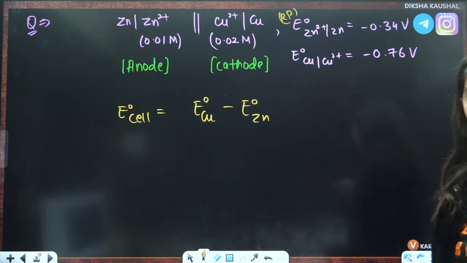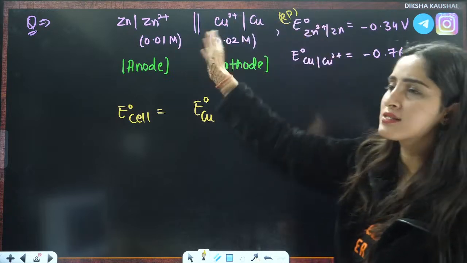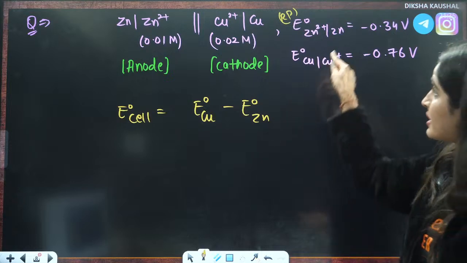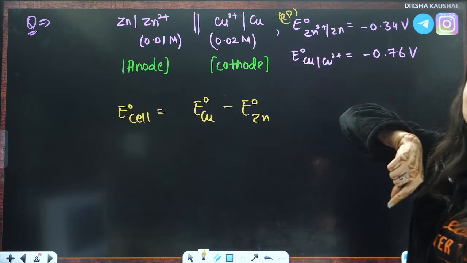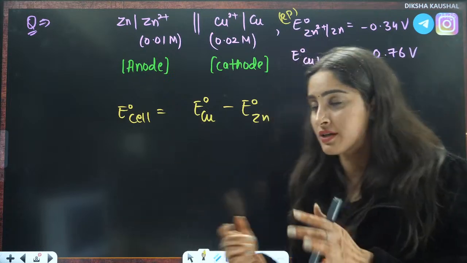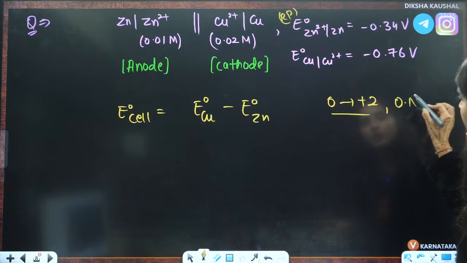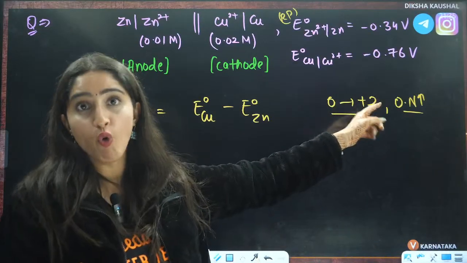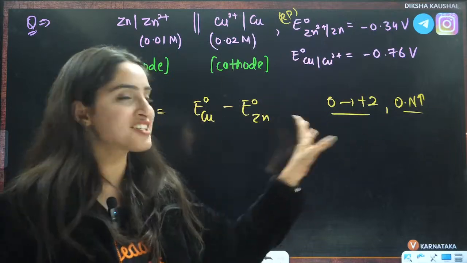But here what have they given us? Reduction potential or oxidation potential? You just need to see what they have given you in the question, whether in this part the oxidation number is increasing or decreasing. It should be decreasing. Only then we can say they have given you reduction potential. This I have told you yesterday in the previous lecture itself. Here it is 0 to plus 2. That means oxidation number is increasing. So when the oxidation number is increasing, they have given you oxidation potential, not the reduction potential, right? That is the catch here, right?